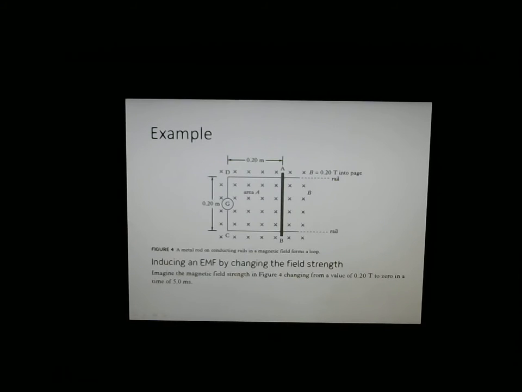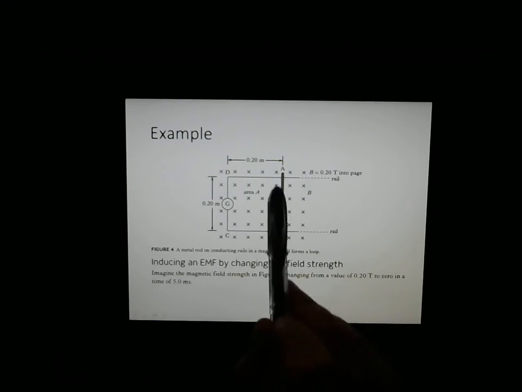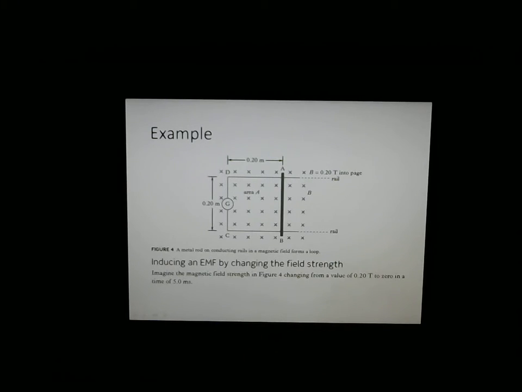Oh, sorry, this one it's about changing the field strength. Here we just have a rod against it. Just consider it a circuit. We're not putting any ammeters, we're not putting any solenoids on it. The solenoid example is pretty straightforward. This is slightly different, okay? Now, we have here the magnetic field strength in figure 4 changes from a value of 0.2 Tesla to 0 in a time of 5 milliseconds there, okay?